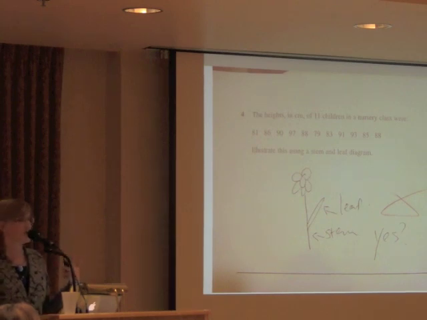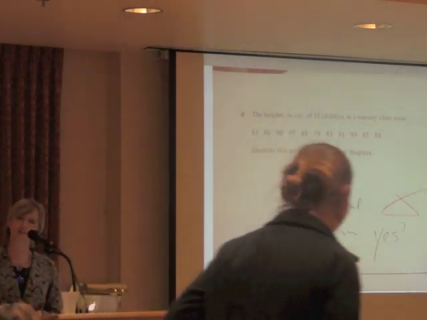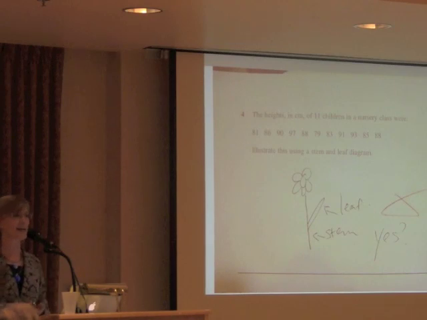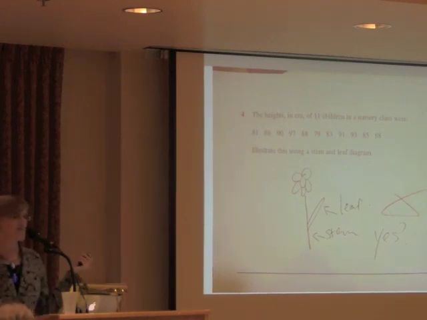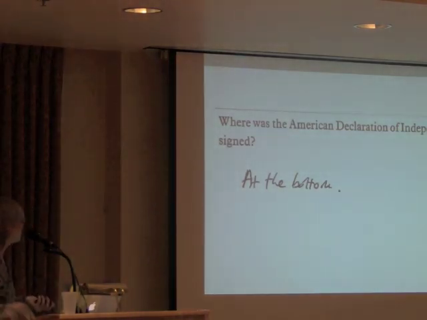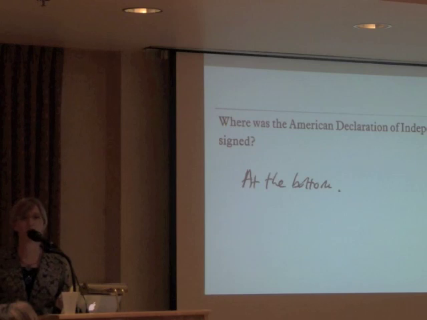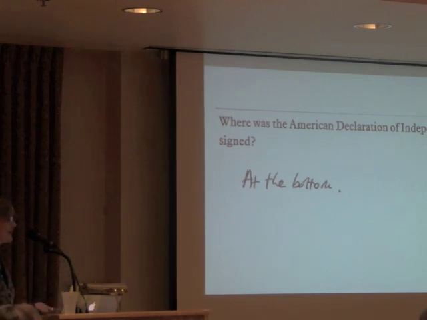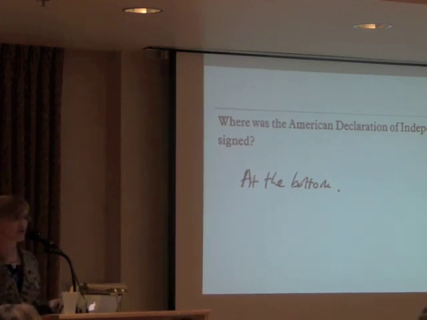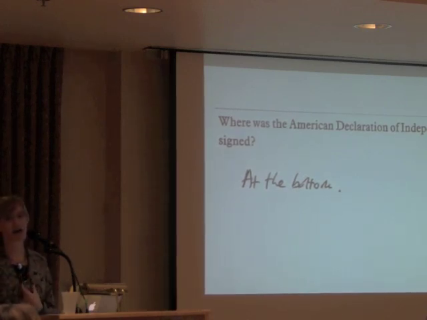Getting in the habit of rethinking how kids might interpret what it is you're saying is part of your task right now, and it's not easy. My final example is this one. Where was the American Declaration of Independence signed? At the bottom. Perfectly reasonable answer. Not academic, not what we were looking for, and really it's a lot our fault because we haven't thought it through.